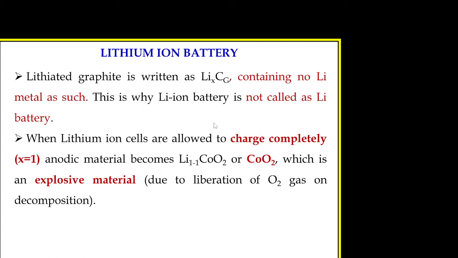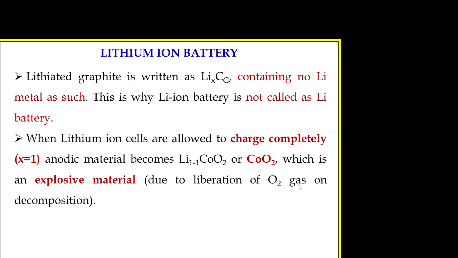Let us see the chemistry here. Lithium ion cells are not allowed to charge completely. If a lithium ion cell were allowed to charge completely, x would become 1. So the anodic material Li(1-x)CoO2 would become Li(1-1)CoO2, that is, Li0. There won't be any lithium there. So it becomes CoO2, which is an explosive material due to liberation of oxygen gas. In CoO2, cobalt is in the plus 4 oxidation state.